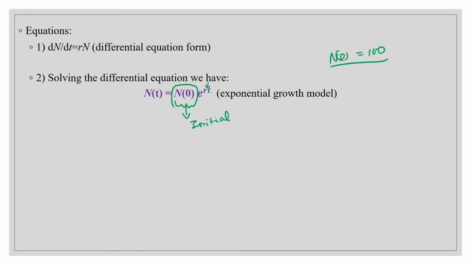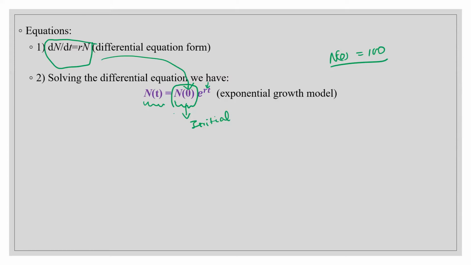what can you do? If you want, like after 10 days, you can put this time as 10 and you can find out what will be the population, right? So you solve this simple differential equation, and its solution is giving you what the population will be after some time, right?